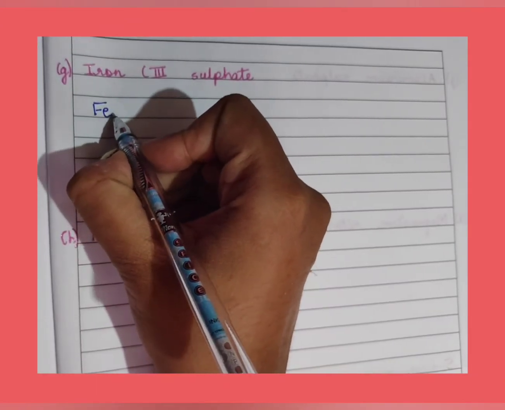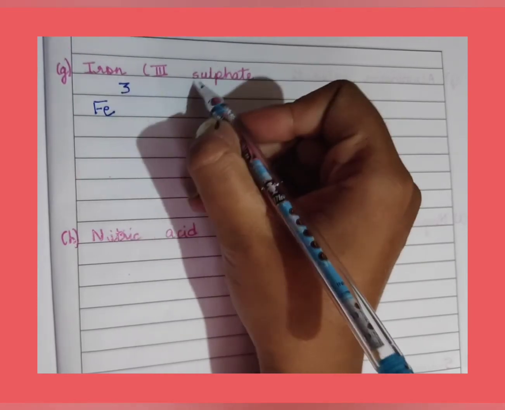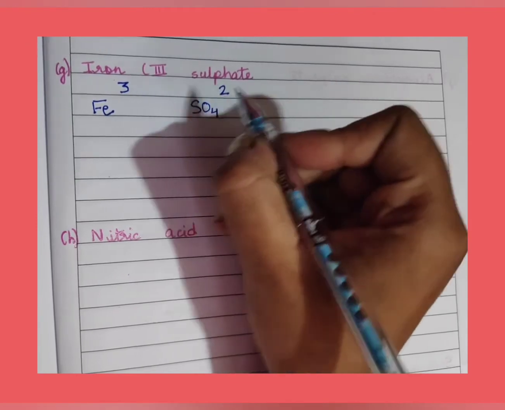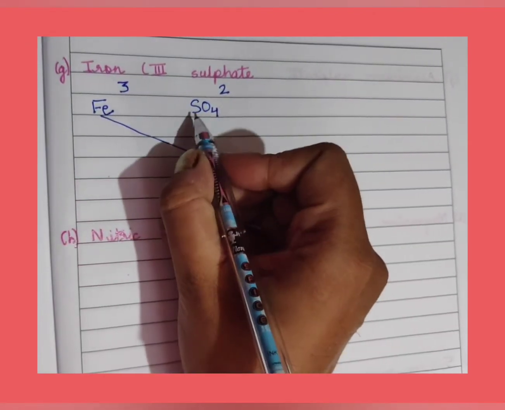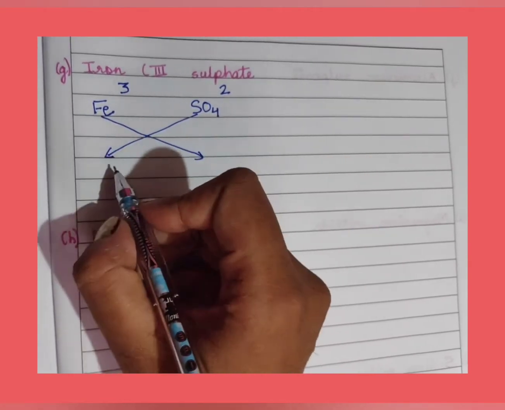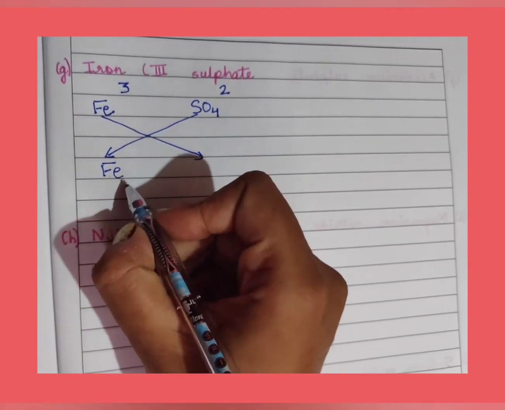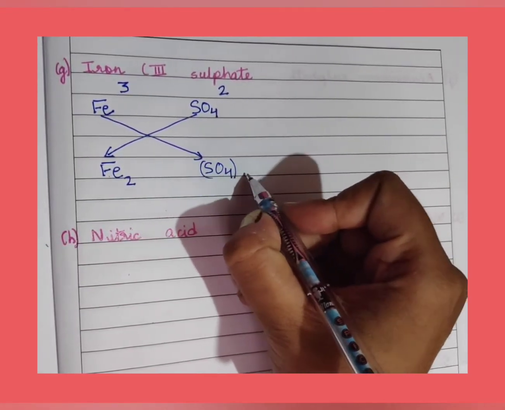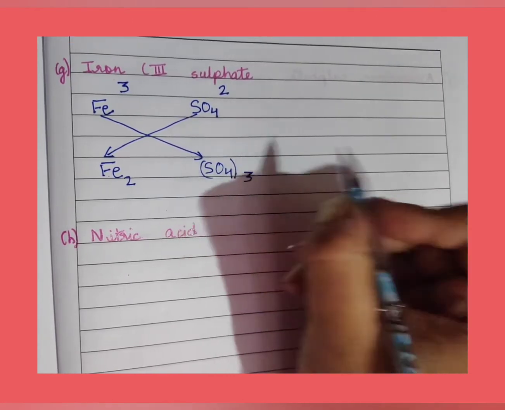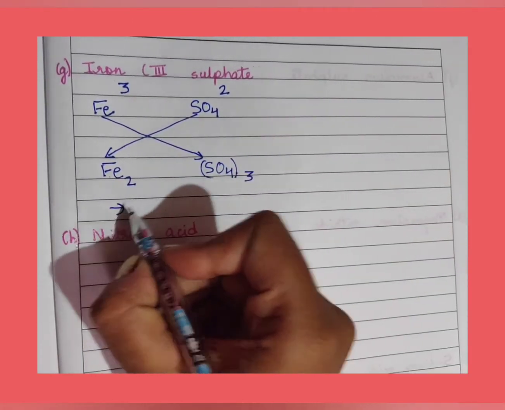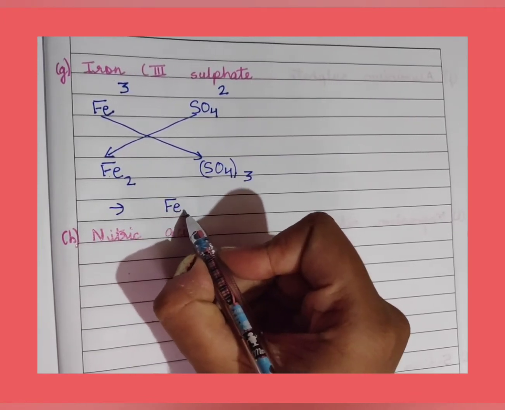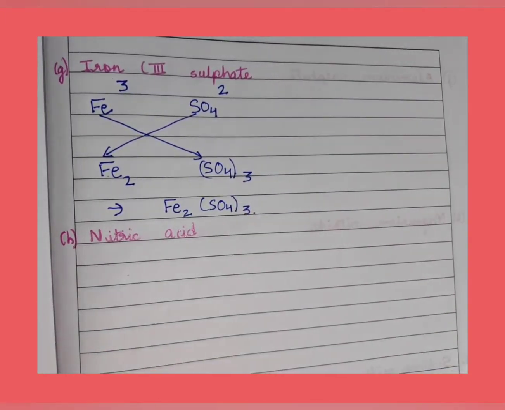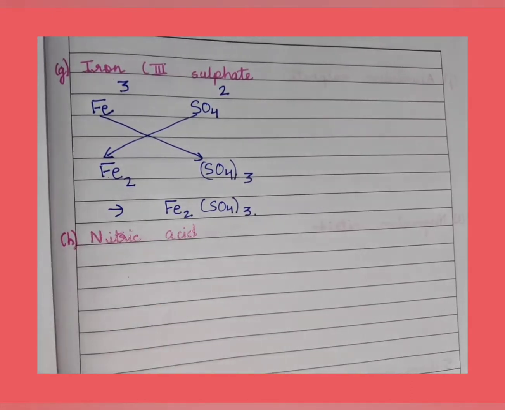Iron, the symbol is Fe, valency is 3. Sulfate, SO4, valency is 2. Now they are going to interchange the valencies. So what will come here? 2. And what will you get here? You will get 3. Since it is a polyatomic ion, I put it in bracket. So what is the formula? Fe2(SO4)3.